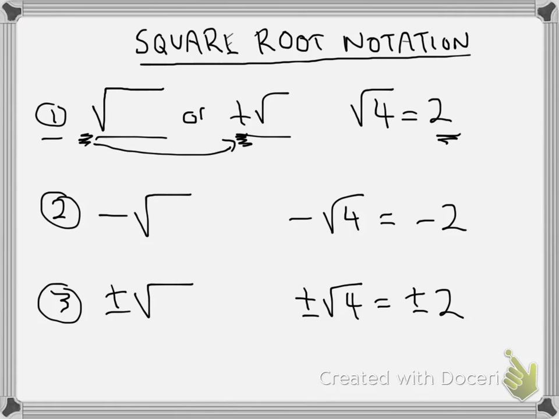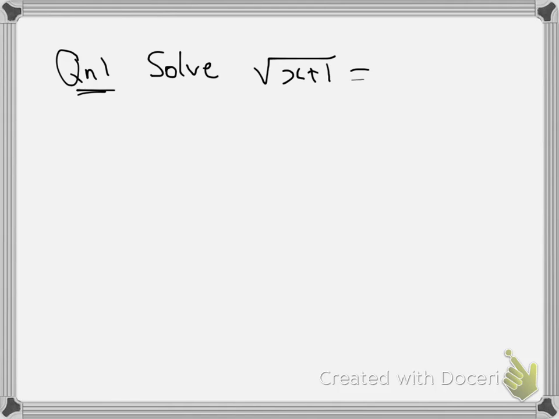So if you see any of these 3 in a question, then the question is predefining which one it wants you to give. If it shows part 1, don't give the negative because it doesn't want that one. All right, let's look at a bit more detail, some other examples. So let's say we have a question. We'll call this question 1, which says solve for me. Solve root x plus 1 equals 3.